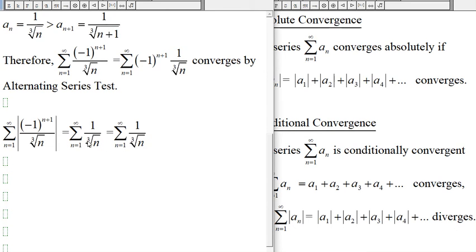This is the third root of n to the first. So that's the same, and so this is n to the 1/3. And this is a p series with p equal to 1/3.